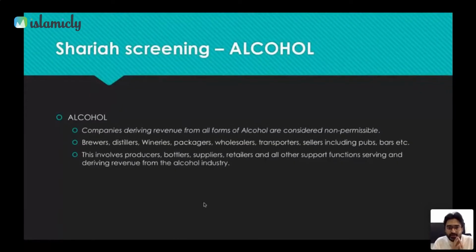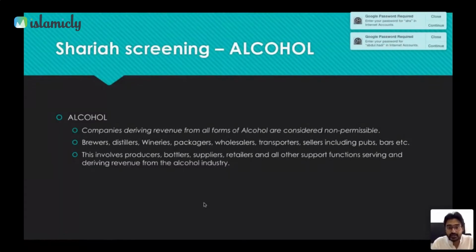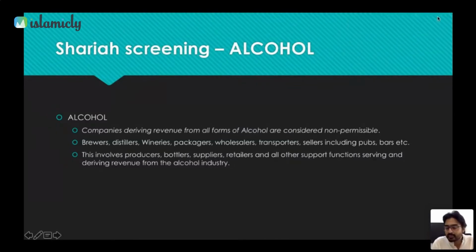So companies which derive revenue from all forms of alcohol are considered non-permissible. It does not mean only one segment. It is the entire gamut of things. So if you're a brewer, a distiller, a winery, a packager, a wholesaler, a transporter, a last mile seller, all of it is considered non-permissible. So this involves producers, bottlers, suppliers, retailers, and all other support functions serving and deriving revenue from the alcohol industry.